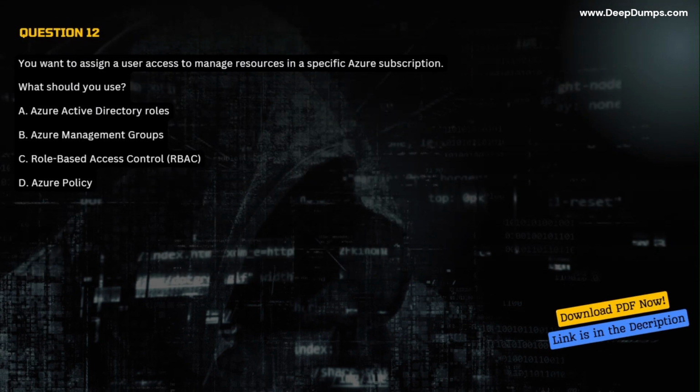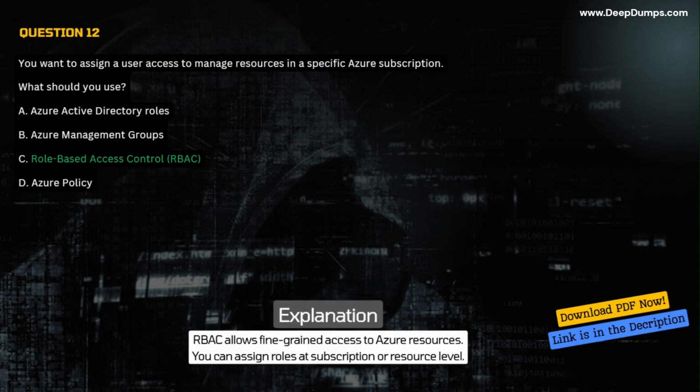Question 12. You want to assign a user access to manage resources in a specific Azure subscription. What should you use? A. Azure Active Directory roles. B. Azure Management Groups. C. Role-Based Access Control (RBAC). D. Azure Policy. Correct answer C. Role-Based Access Control (RBAC). Explanation. RBAC allows fine-grained access to Azure resources. You can assign roles at subscription or resource level.